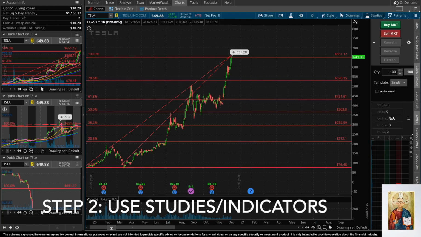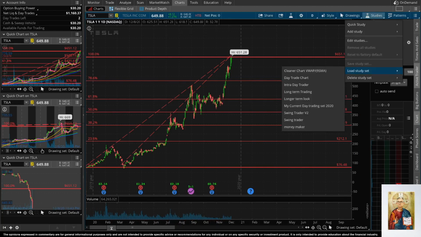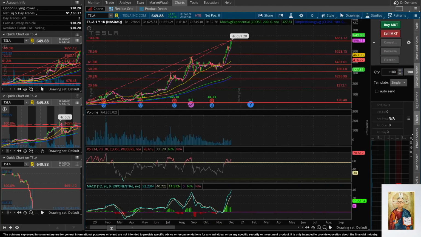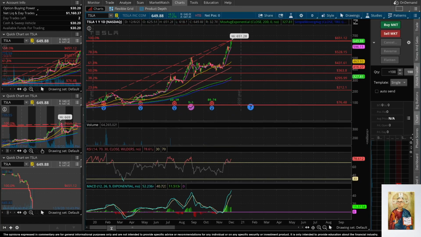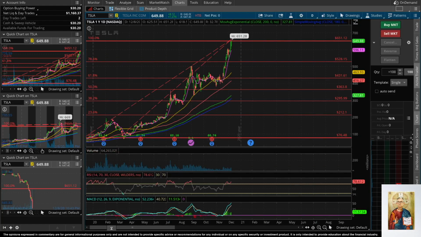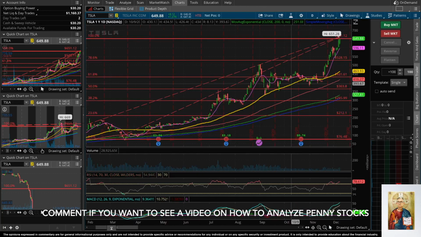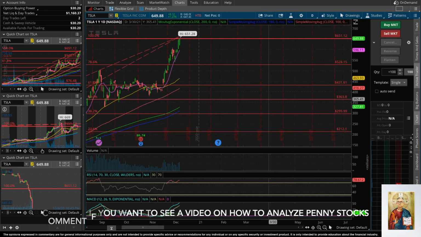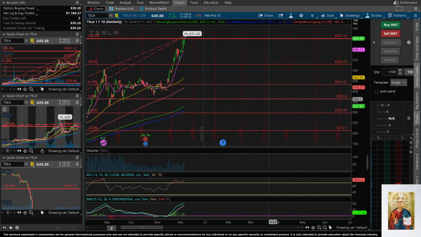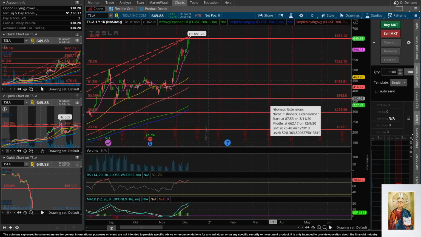Now we're going to be looking at adding studies. I have a bunch of different studies, and this may seem very overwhelming if you have never seen a lot of these. I normally do have the short squeeze indicator, which I feel is more used for penny stocks and lower cap stocks, and we won't be using that today. We may make a video in the future about how to analyze penny stocks, because they're a lot more manipulated than well-known blue chip stocks.